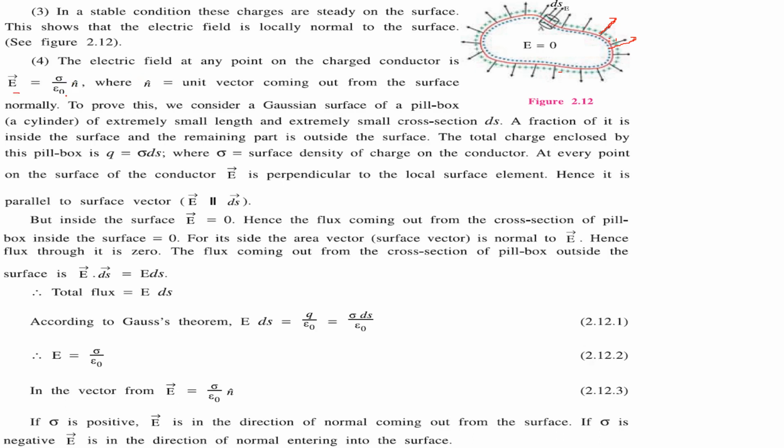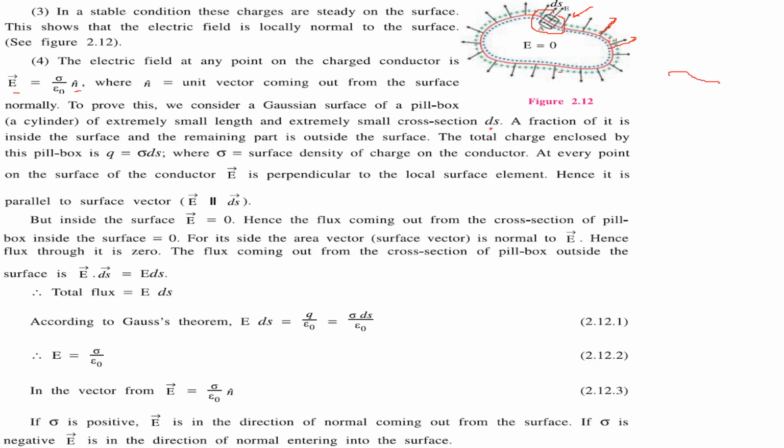Sigma by epsilon naught, where n cap is the unit vector coming out from the surface, which is normal or perpendicular to the surface. In order to prove this, we will take a Gaussian surface of a pill box. It's a very small cylinder, with extremely small length and extremely small cross section ds.